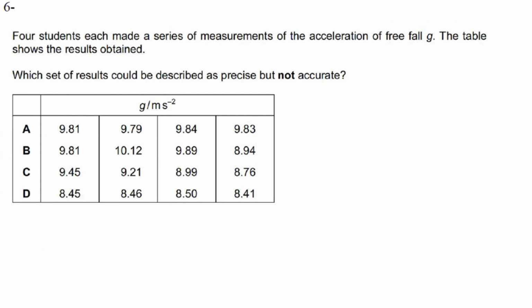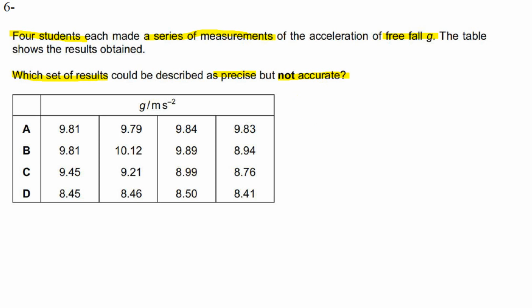Let's try to see what is given to us and what we need to find. If we read this question carefully, we can simply find out that four students did one experiment and made a series of measurements to find the value of g. Free fall simply means we ignore air resistance. What we need to find out is which set of measurements, option A, B, C, or D, is precise but not accurate.